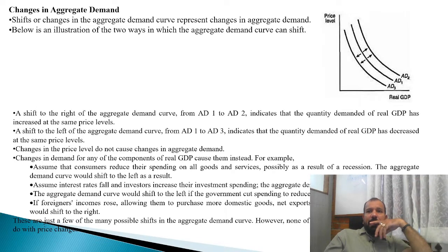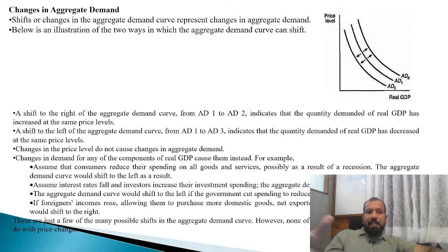Now, change in the aggregate demand. A shift or change in the aggregate demand can be represented in two ways. A shift to the right of the aggregate demand curve from AD1 to AD2 indicates the quantity demanded of real GDP has increased.